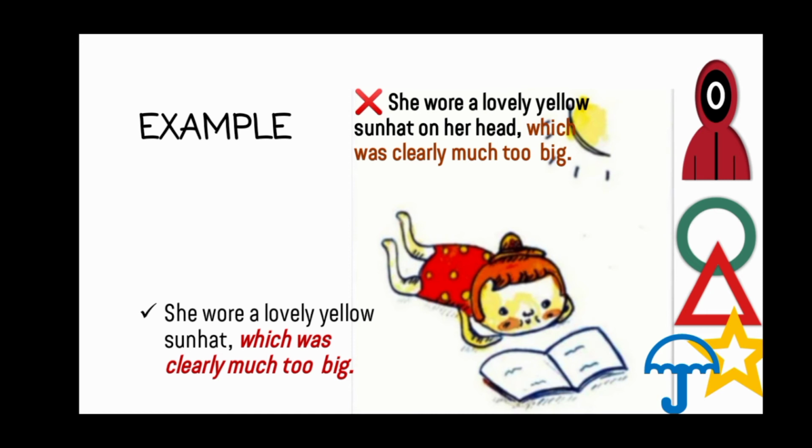Just a reminder that if we are going to fix a misplaced modifier, you must remember that a modifier should appear right next to the word they describe. So we have to fix that. Instead, we would say, she wore a lovely yellow sun hat, which was clearly much too big. I placed the modifier right next to the sun hat because which was clearly much too big modifies the word sun hat, and I removed on her head because where else do we wear a hat?